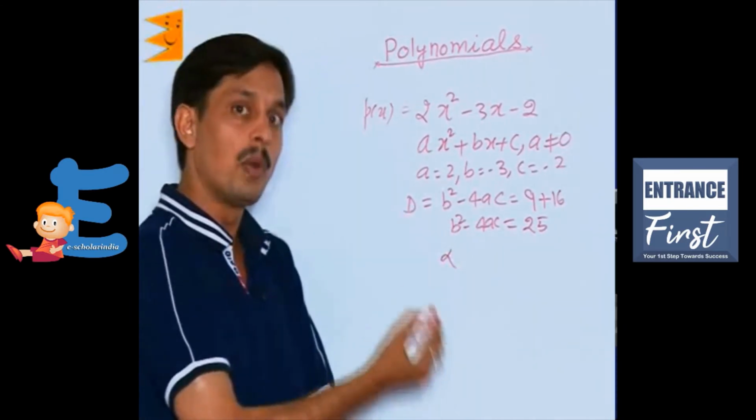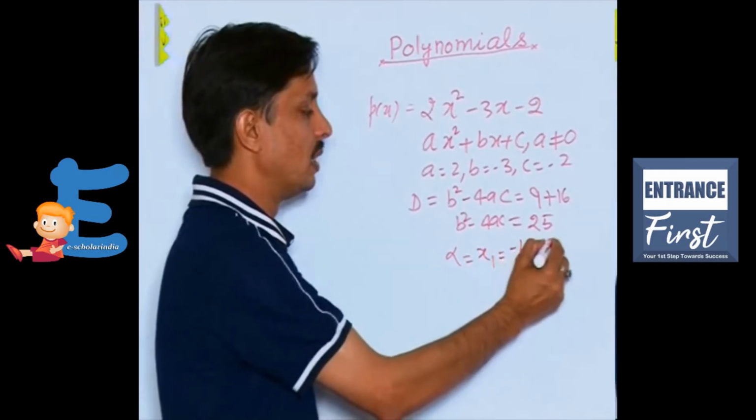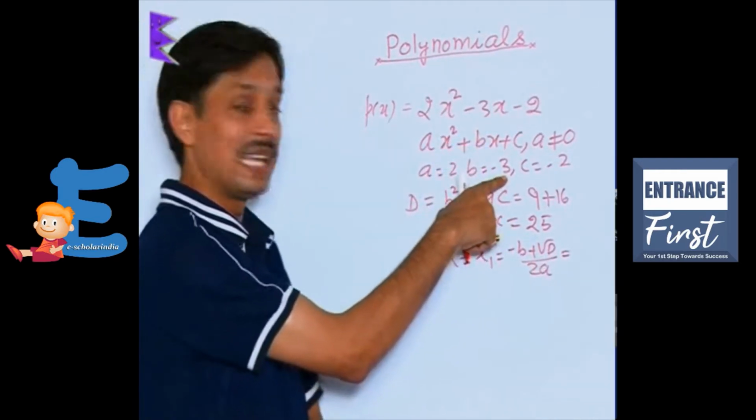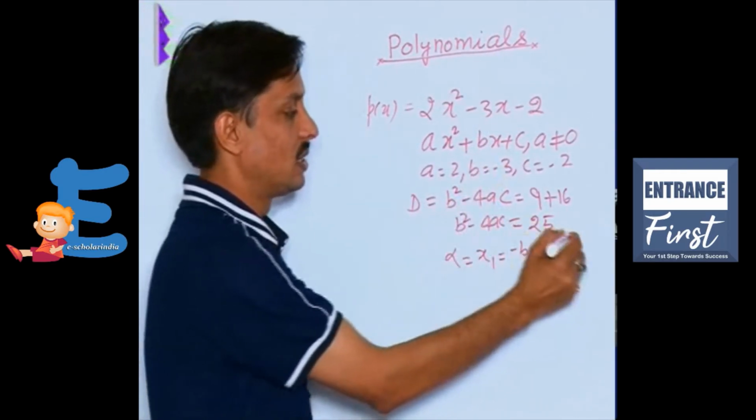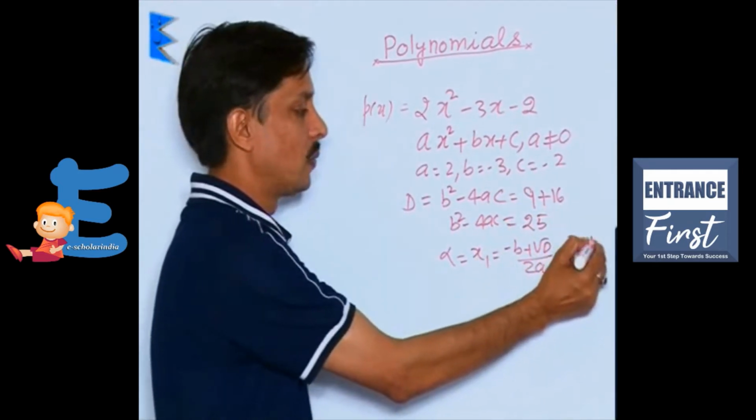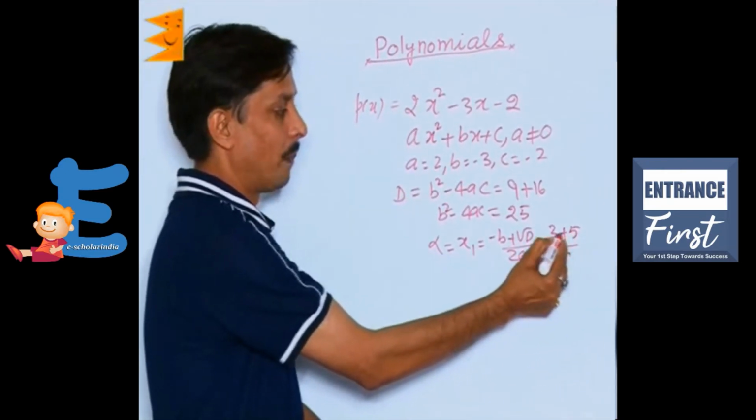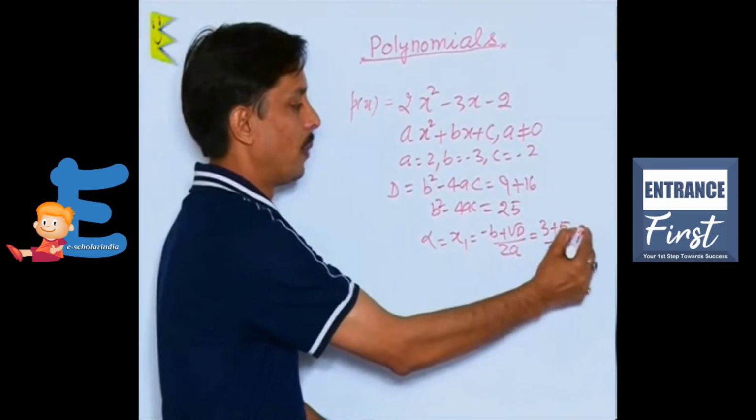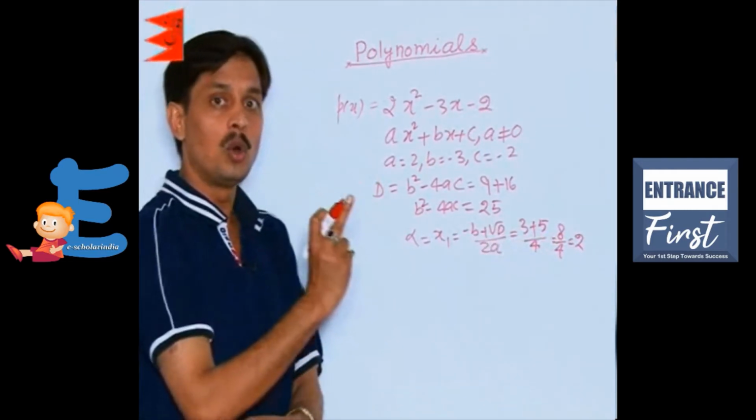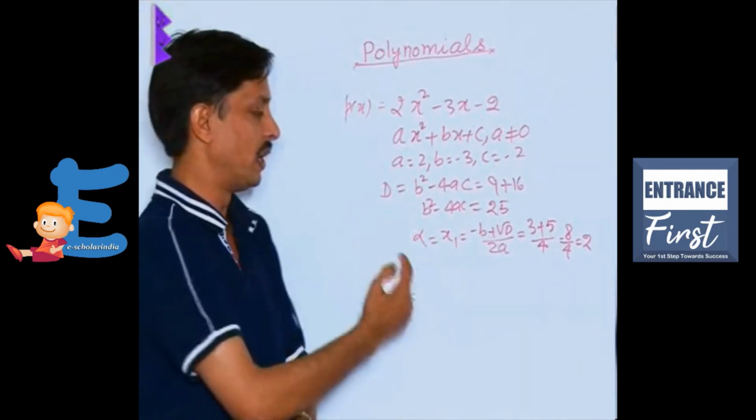What is the formula for finding the two zeros? One of the zeros is symbolically named alpha, or you can say x1, and the formula is minus b plus root d upon 2a. What is minus b? We have b as minus 3, so minus b will be plus 3. Plus root d, 25 is the d, so root d is 5. Upon 2a, that is 2 times 2, 4. So this becomes 5 plus 3, 8. 8 upon 4, the first zero comes out to be 2, which is also 2 by the method of splitting, which I previously explained to you.